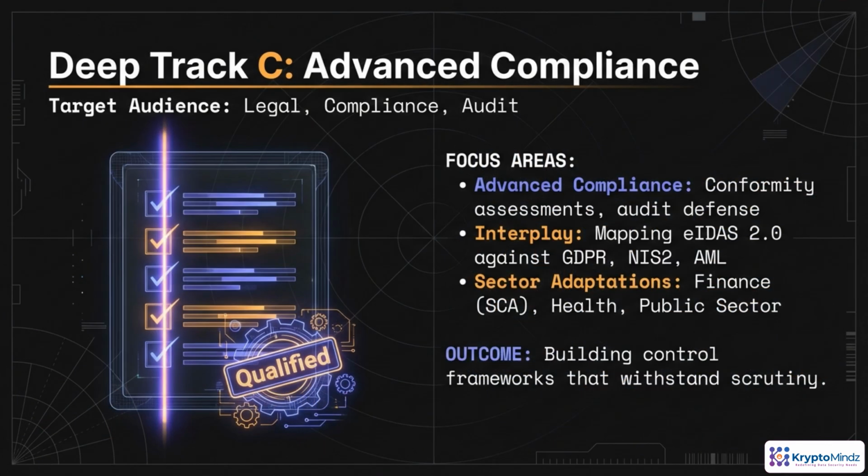A third track is for teams who must prove, not just claim, compliance. We'll go beyond high-level obligations into conformity assessments, evidence packs, and audit defense. You'll learn to map eIDAS 2.0 to GDPR, NIS2, and AML, and to adapt controls for finance, healthcare, and public sector use cases so your frameworks withstand scrutiny.